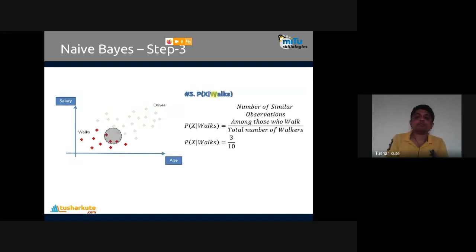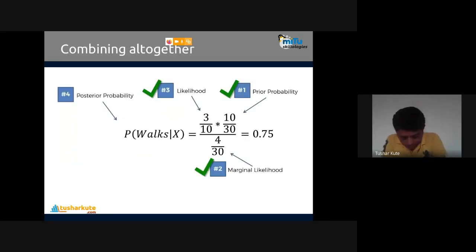Third: out of the similar observations, how many are walkers? That is the number of similar observations among those who walk. Out of all 4 similar observations, we have 3 walkers. So out of 30 observations, 10 are walkers, and out of those 10, 3 are similar observations. These 3 are similar. Okay, done.